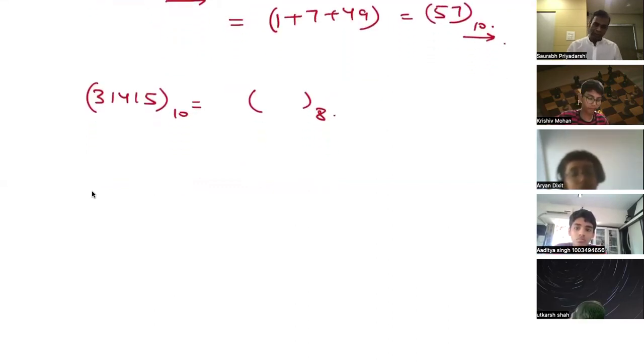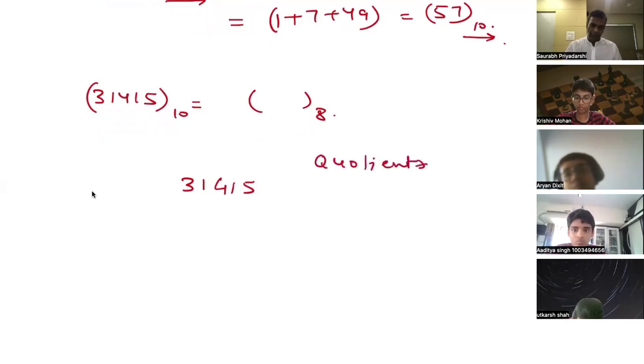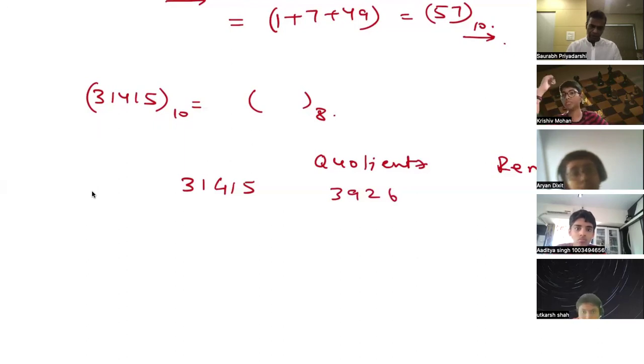So I can rewrite this as 31415, quotient and this is remainder, right? When dividing by 8. Sanjana, just check your calculation. 3 times 10, 9 times 2, 6. Remainder is 7.